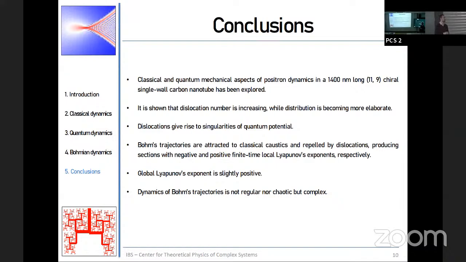Yes, please. Just for clarification, if I understood correctly, your point is that the dynamics of the positron in the carbon nanotube waveguide can be effectively chaotic? Not chaotic. Complex, not chaotic. I'm not saying chaotic. There is no chaos in a one-dimensional system which is time independent. But then why did you show your global Lyapunov exponent is positive?